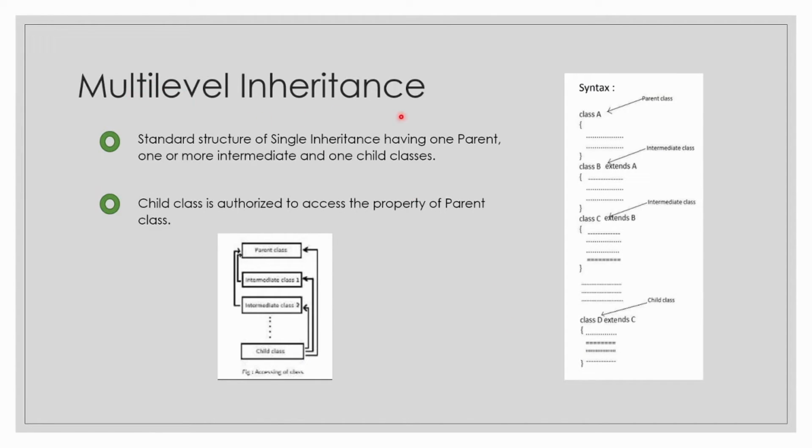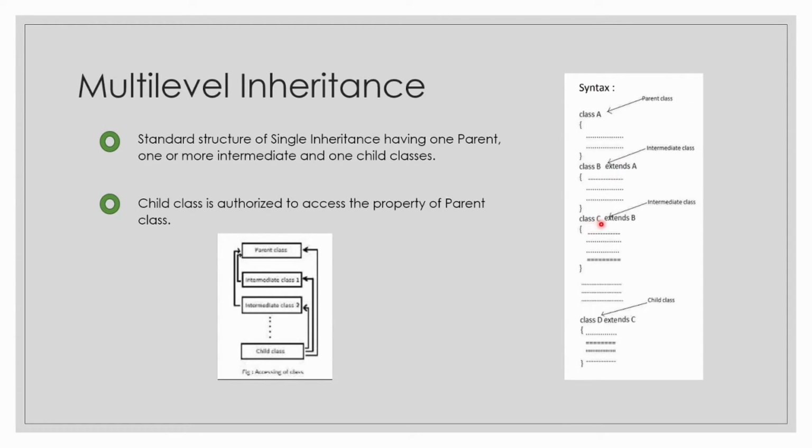Next, we will come to multi-level inheritance. It's a standard structure of single inheritance having one parent, one or more intermediate classes, and one child class. The child class is authorized to access the properties of the parent class as well as the intermediate classes. As you can see, we have a parent class A and a class B, which is extending class A, which means it is able to inherit the properties of class A and can also use its own properties of class B.